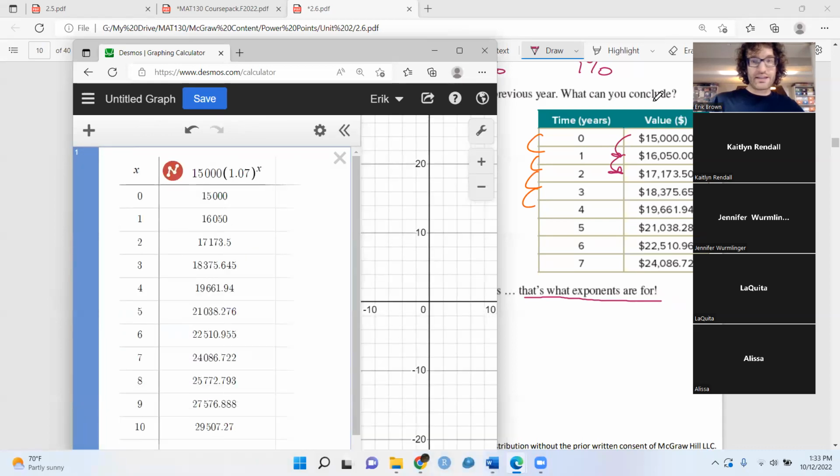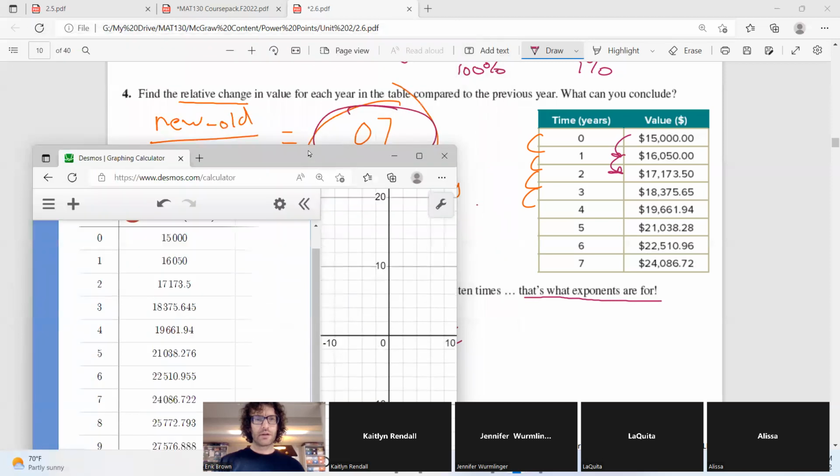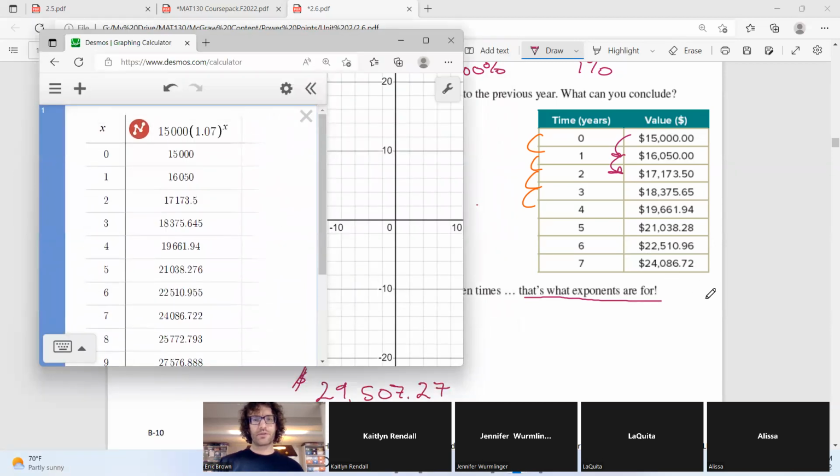And so now we can see that our tables match: 15,000, 15,000, 16,050, 16,050, 17,173.50, and so on. So that equation did do what we wanted it to do. It's creating this table of values. And if you know what's happening here, that's exactly what our author did to generate this table. Okay, has everyone got that? Everyone able to get that table and confirm the two?